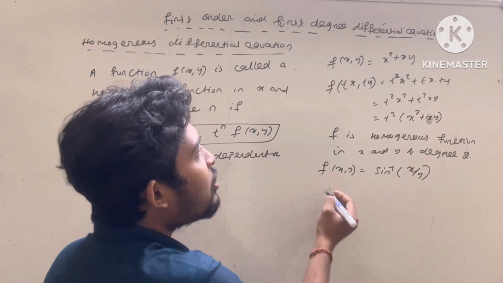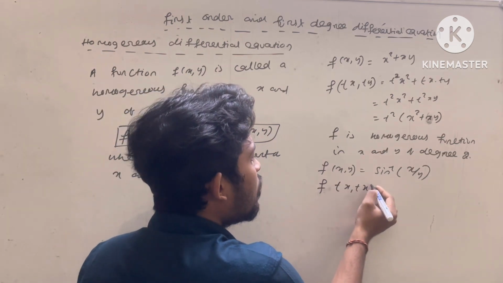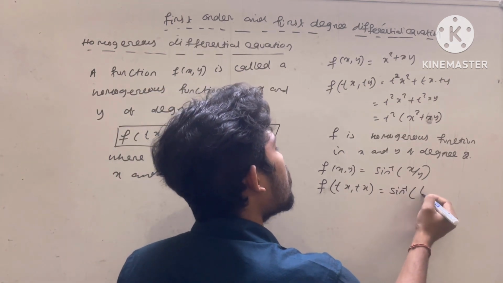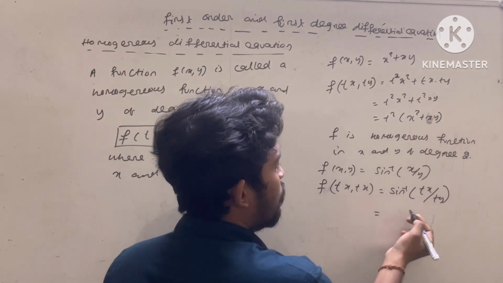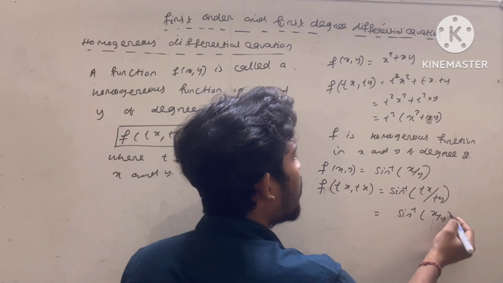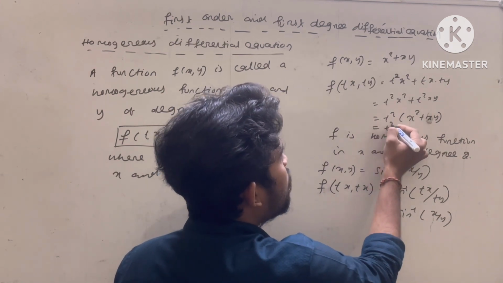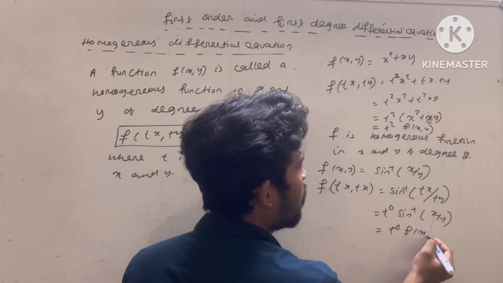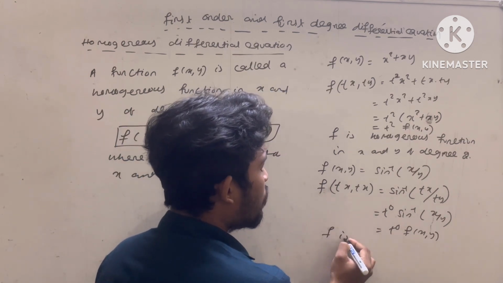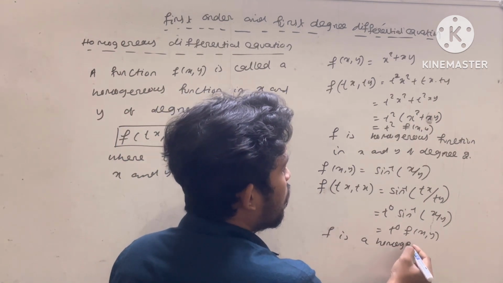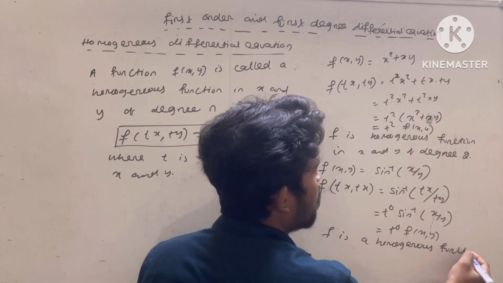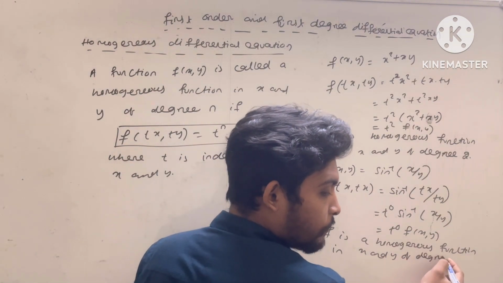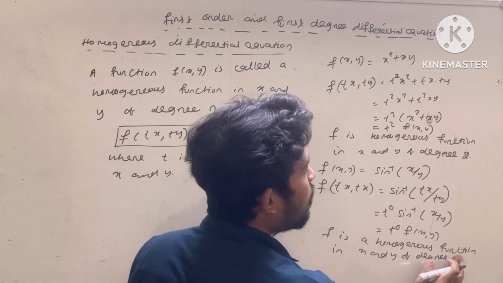Taking another example, f(x,y) is sine inverse of x by y. You have to proceed with the similar procedure: f(tx,ty). So put tx for x and ty for y. This is sine inverse of tx by ty, which is sine inverse of x by y, and this is t to the power 0 times f(x,y). So f is a homogeneous function in x and y of degree 1, sorry, of degree 0.